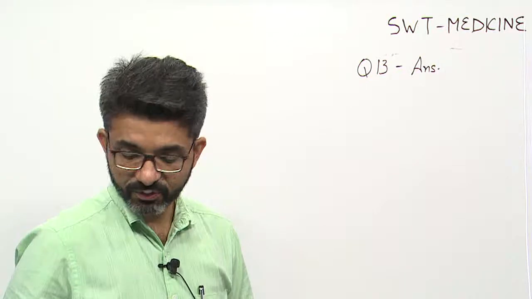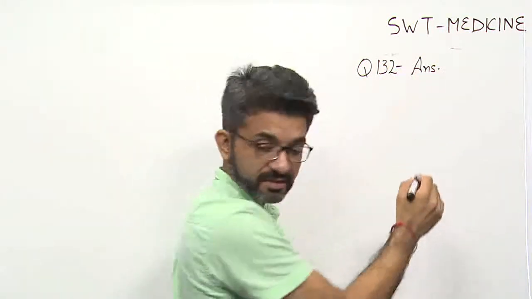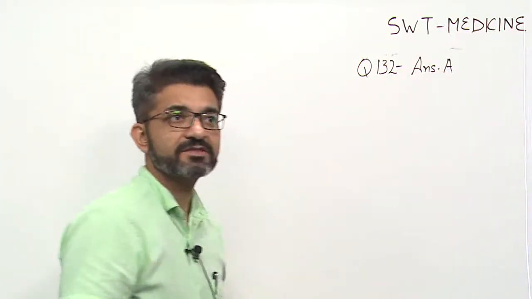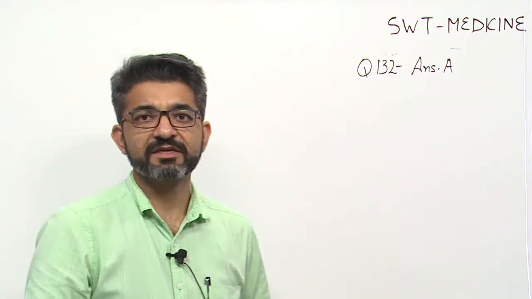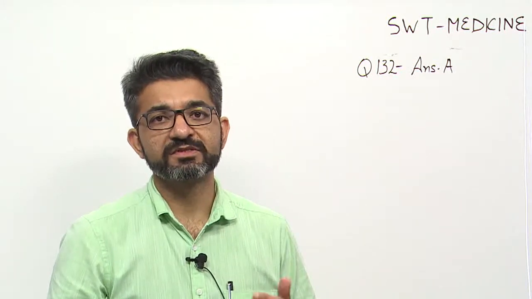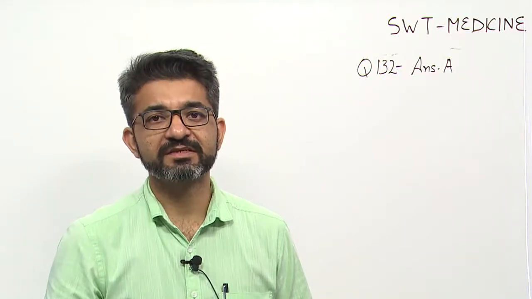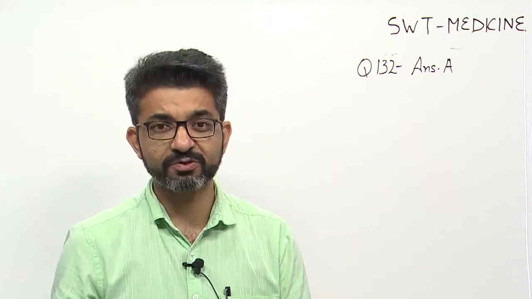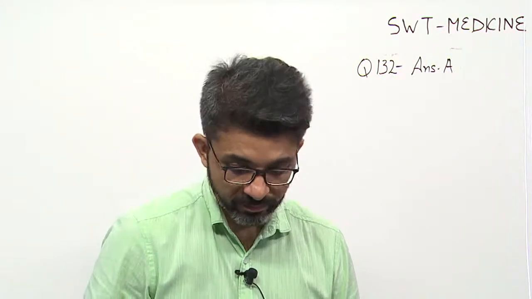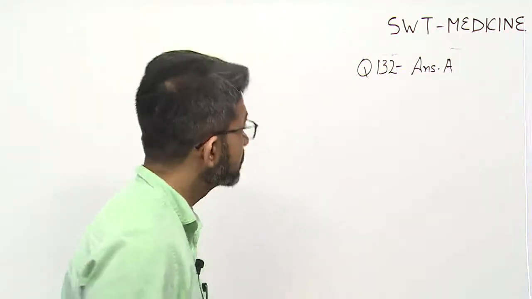Question number 132. How is angina pectoris diagnosed? Answer is history. So, it is A. You do not have any test for angina pectoris. It is a classical history given by the patient of retrosternal chest pain radiating to arm, which is on exertion and is relieved by rest. So, this history itself is sufficient for diagnosis of angina pectoris. You do not need any tests. All right. Then question number 133.